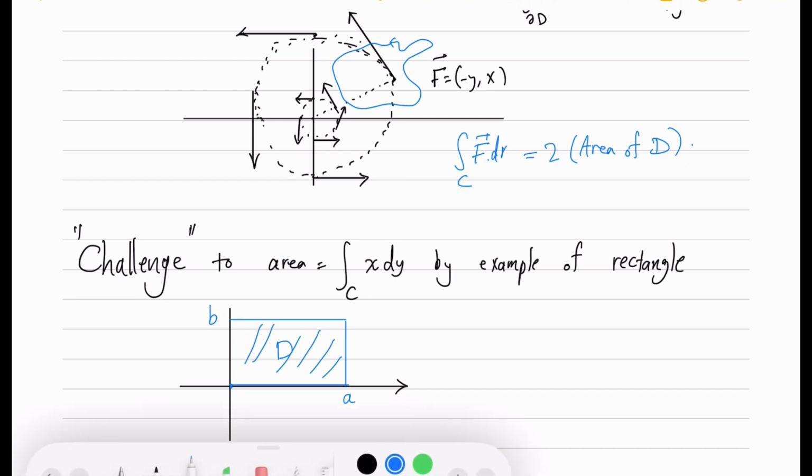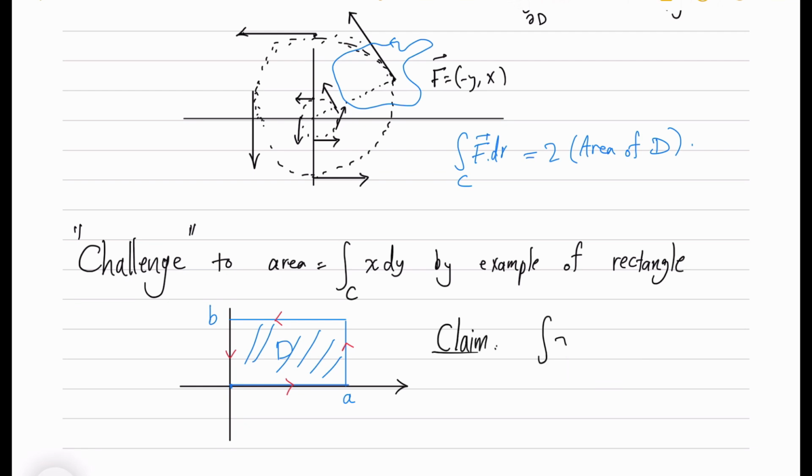The correct parameterization will be, we go this way, of course. And now here, let's see. So the bold claim is that if I integrate x dy, I must get the area of this rectangle, which is ab. And it is a bold claim.